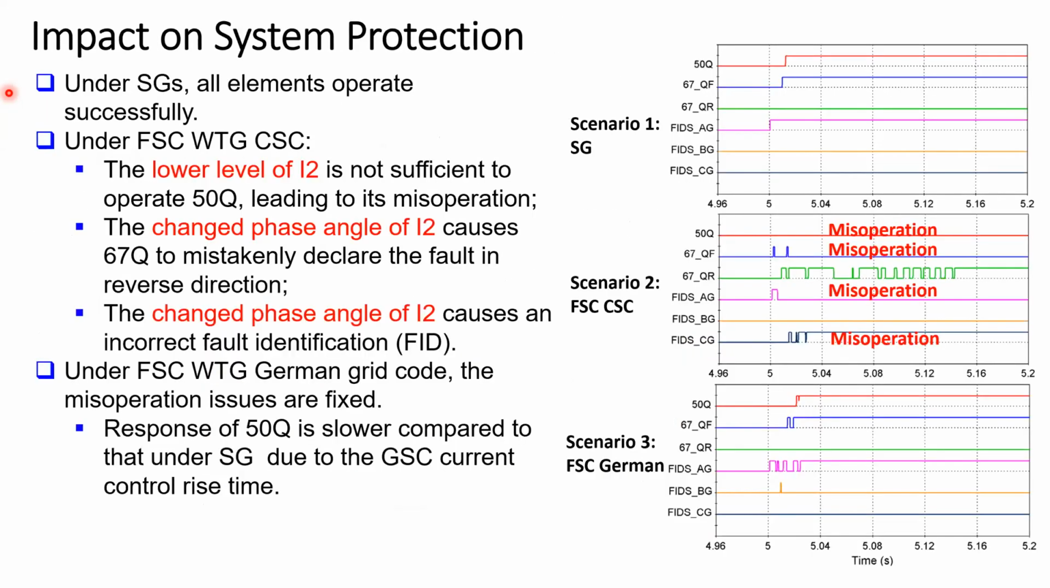Yeah, so here we compare the performance of the 50Q element under the type 4 German grid code to that under a conventional synchronous generator. You can see that the operation of 50Q is a bit slower. There is a time delay compared to the case of the synchronous generator, and the cause of this delay is basically the rise time of the GSC current control. So in response to your question, yes, the typical rise time of the GSC for a transmission level wind turbine generator is 10 to 20 milliseconds.